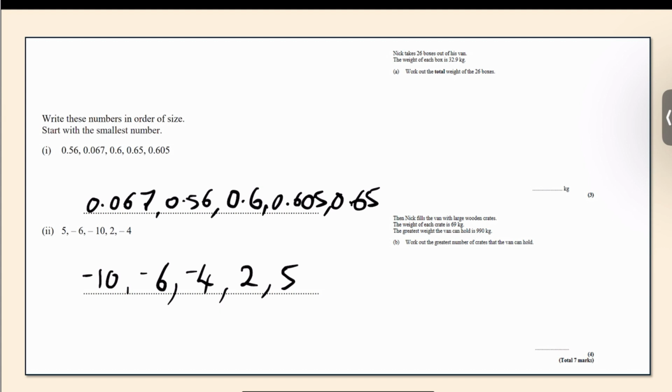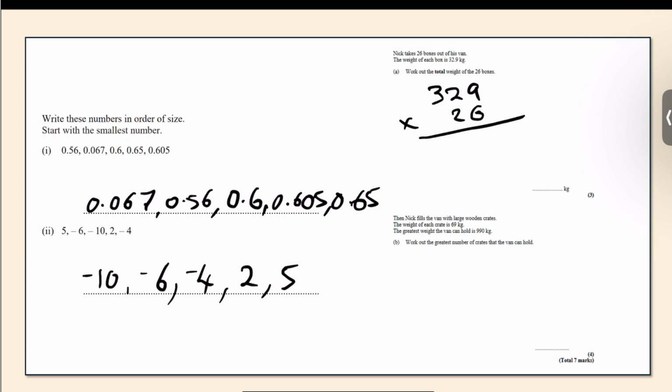Okay, now this next one, I think this came from a calculator paper, so you could use it, but we'll do the multiplication with this. So we've got, Nick takes 26 boxes out of his van. The weight of each box is 32.9 kilos. Okay, let's have a look at this. So I'm going to make this 329 times by 26.